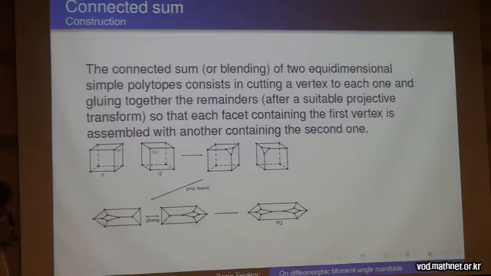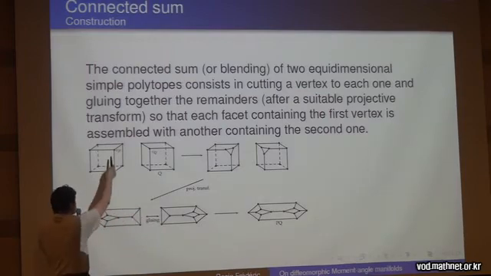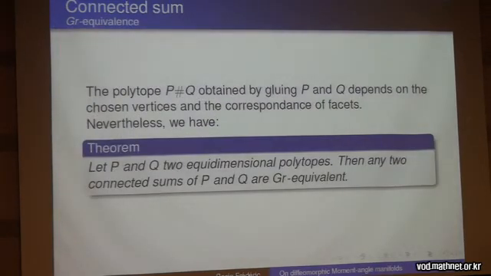And we also have to choose how we glue. Here we have a simplex. We can glue a facet here with a facet here, a facet that contains the vertices. And we have the choice here also, which vertex is assembled with which vertex. So, given two polytopes, they may give rise to many different connected sums, but here too, the graded equivalence class is always the same.